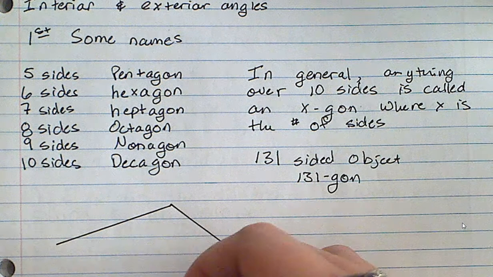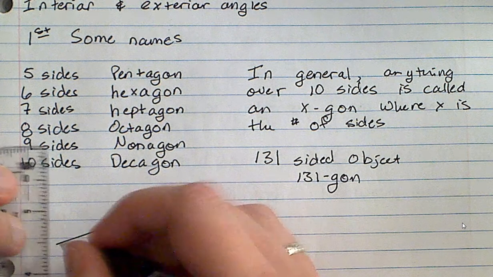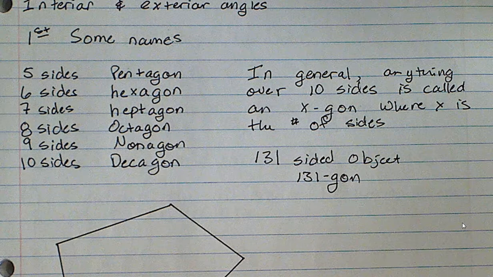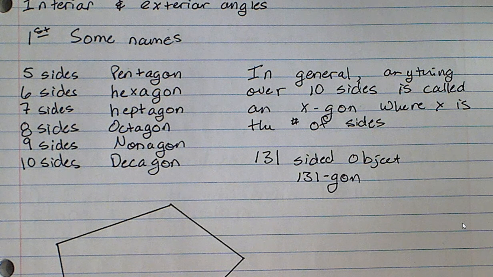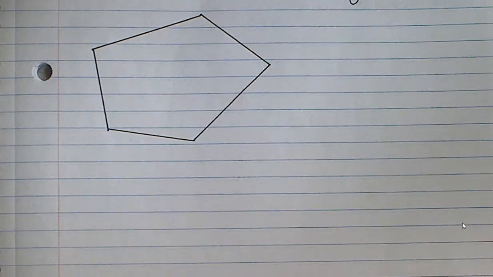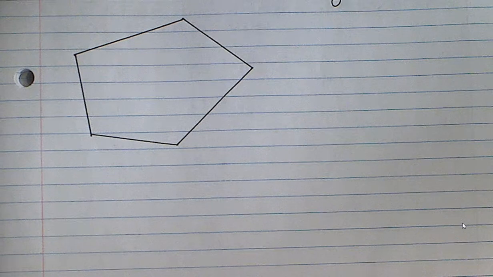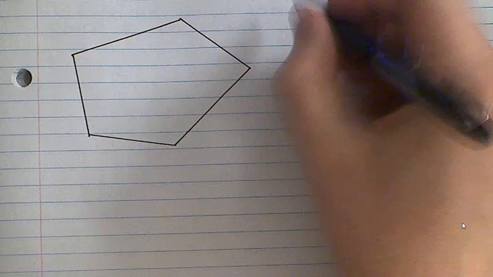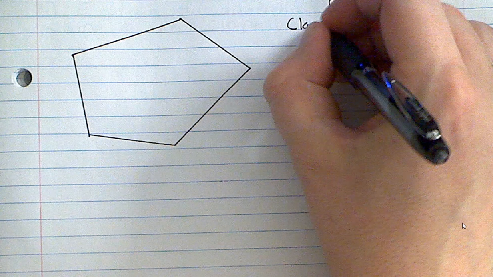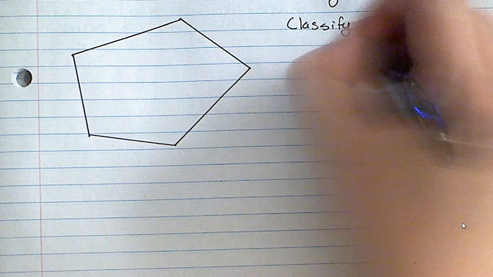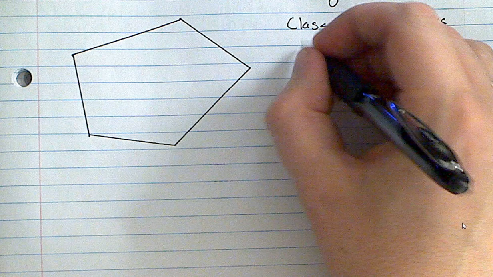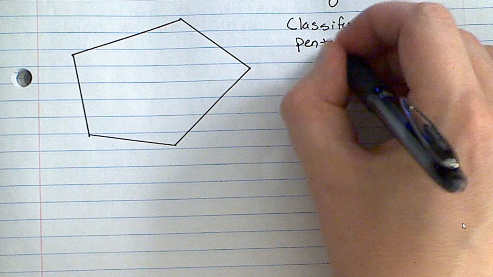Yes, please. So it doesn't have to be a regular pentagon. Like if you notice, mine is super irregular, so your pentagon doesn't have to be regular. Just anything with 5 sides counts. Now, I'm going to start by classifying this. To classify it, you use the number of sides. That's a pentagon. So if you classify by sides, this is called a pentagon, which is 5 sides.